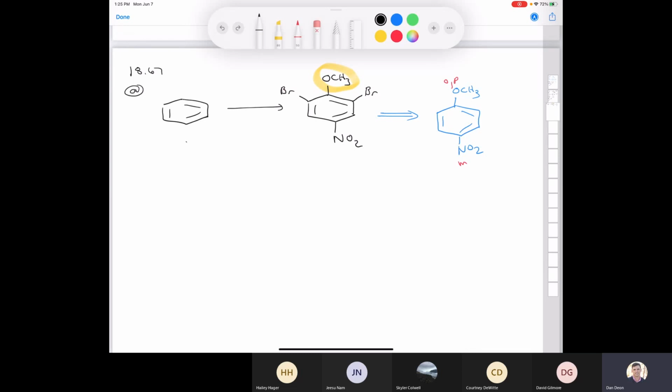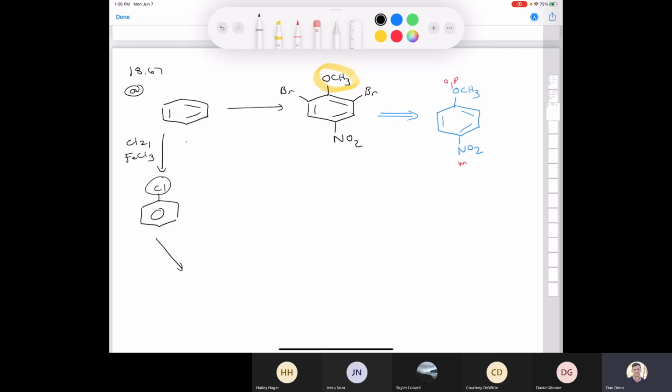I would start by making chlorobenzene. So I'd start by taking this, and I'd treat it with chlorine and iron(III) chloride. So let's do Cl2 and FeCl3, like that. And we would end up with chlorobenzene. It's this molecule here. Then if I want to do an SNAr, I need to install a nitro group.